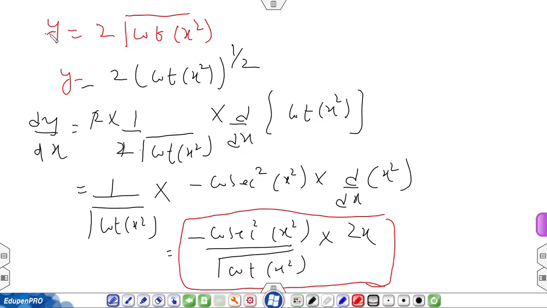Now I think you understood the topic. You can solve these questions using the chain rule and without the chain rule. Now one or two questions are left. You can do them very easily.